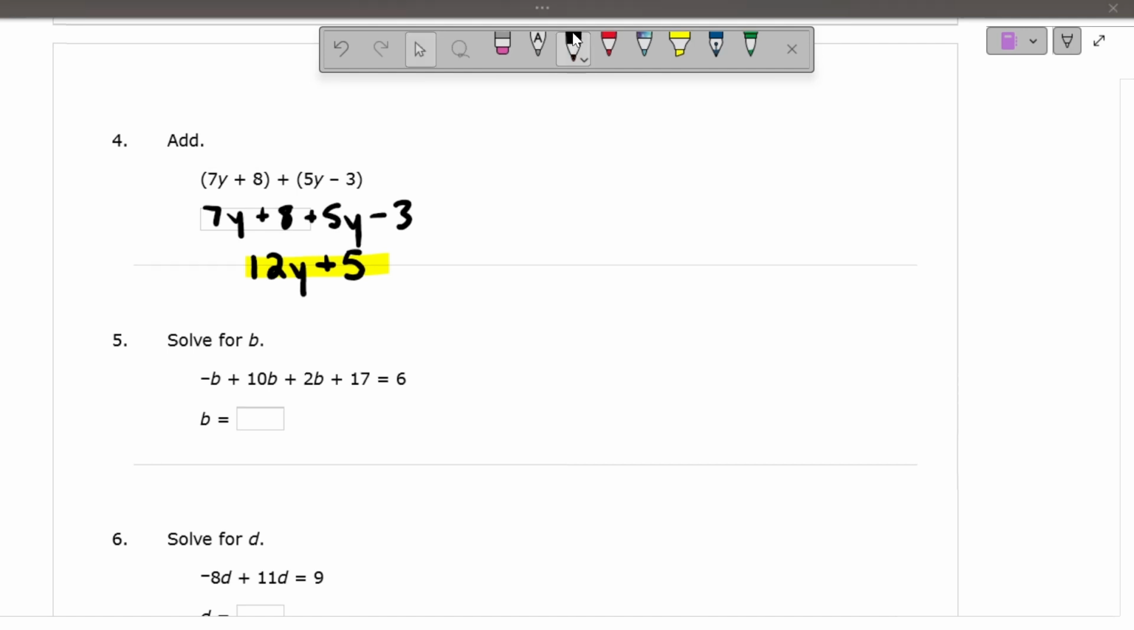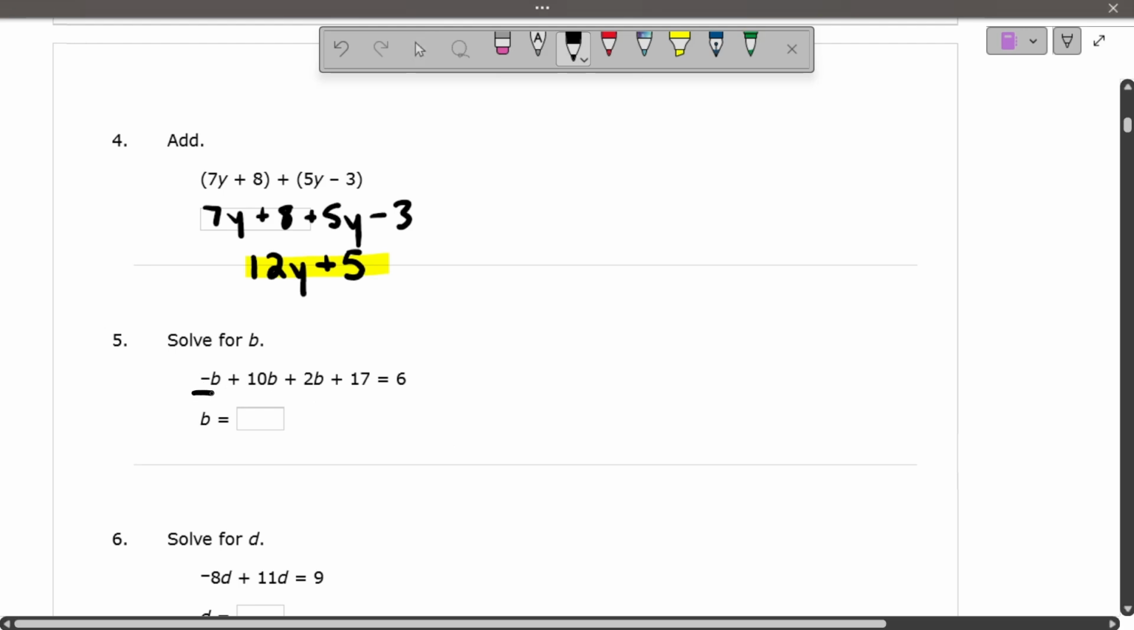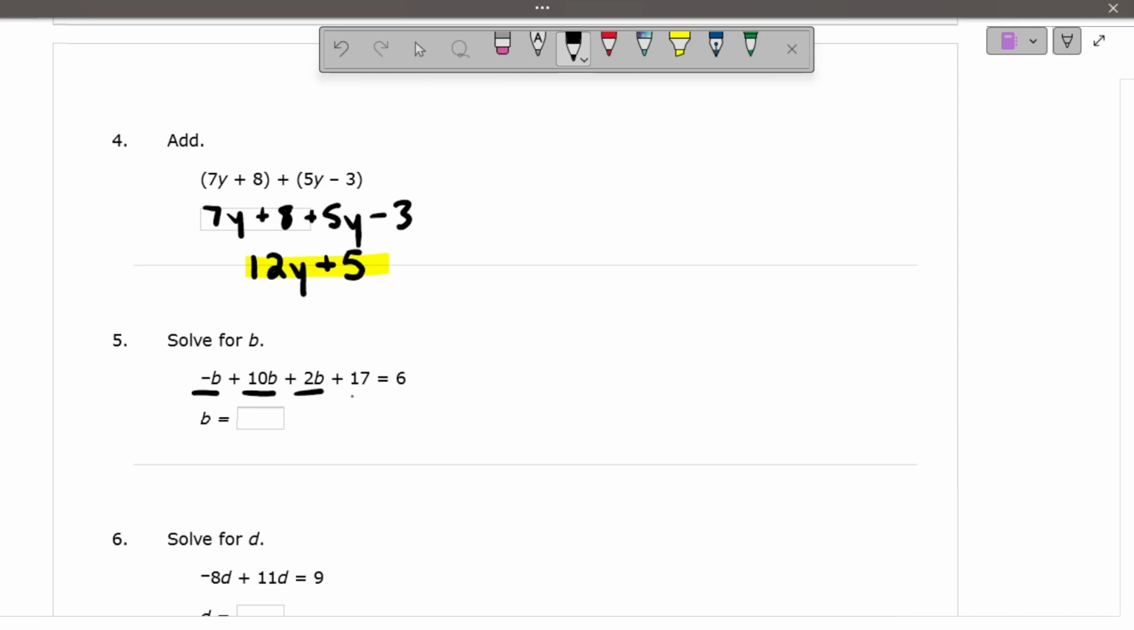All right, moving on to problem number 5. We're going to be solving for b this time instead of just combining like terms like before. So we will still have to combine our like terms in order to solve for b. So we have a negative b, a 10b, and a 2b that are all like terms. And then on this side, we've got a 17 and then equals 6. So we're going to combine like terms on both sides of this equation until we're not able to anymore.